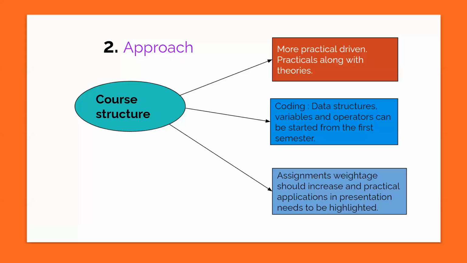And second is coding. Coding is one of the major technologies by which we can really enhance the geospatial domain, and it should be started from the beginning semester. Languages, data structures, variables, and operators can be started from the beginning, because many students are from multidisciplinary fields and don't know about coding. If you directly start with a language, it is not easy for the students to grasp. They feel it is something foreign, something alien.